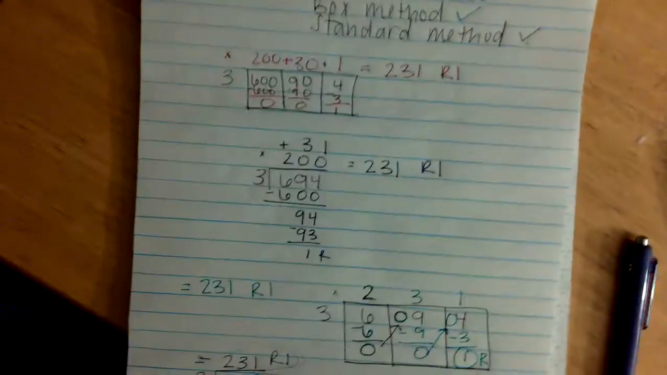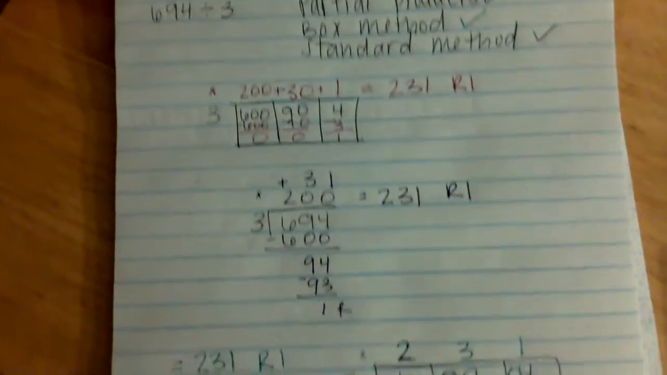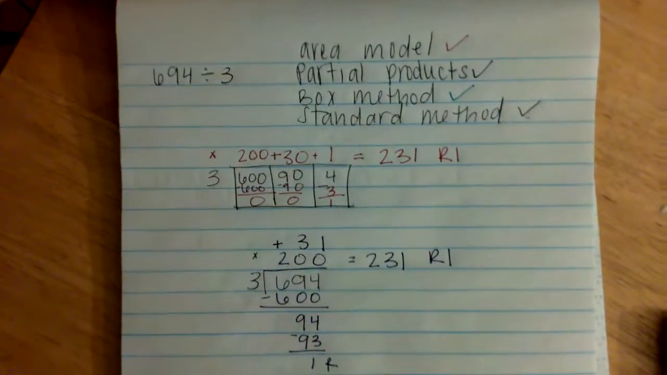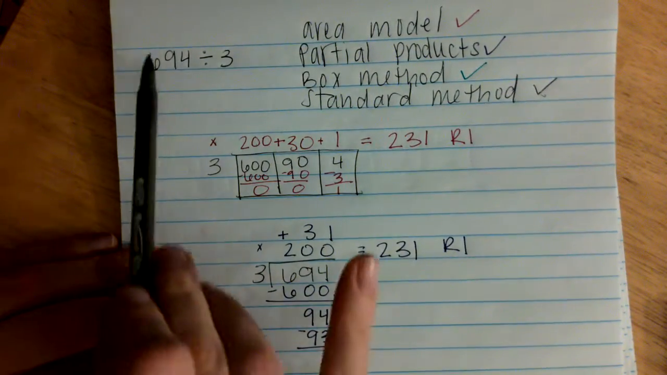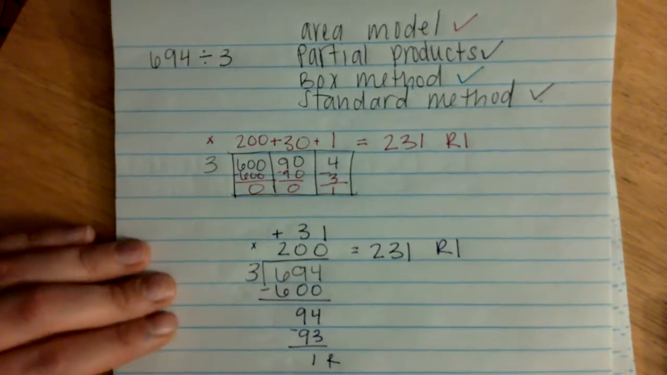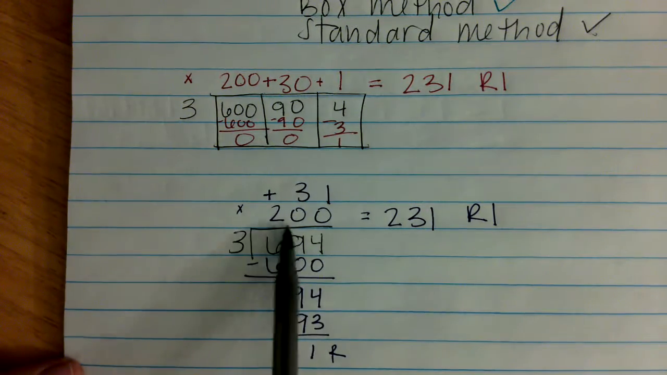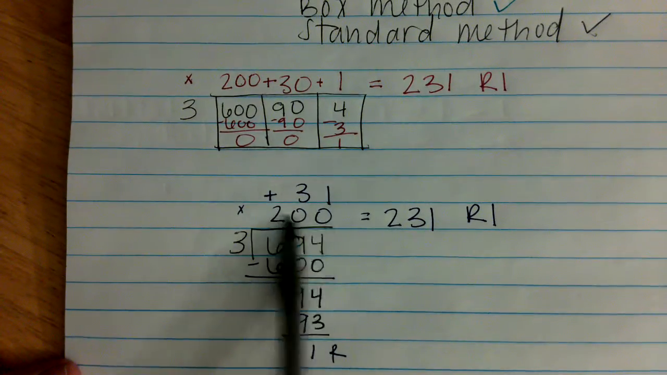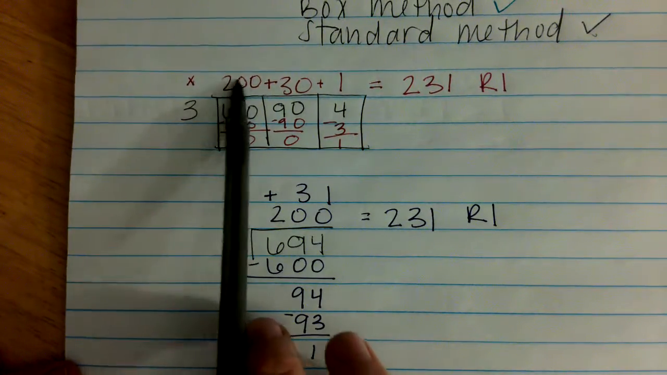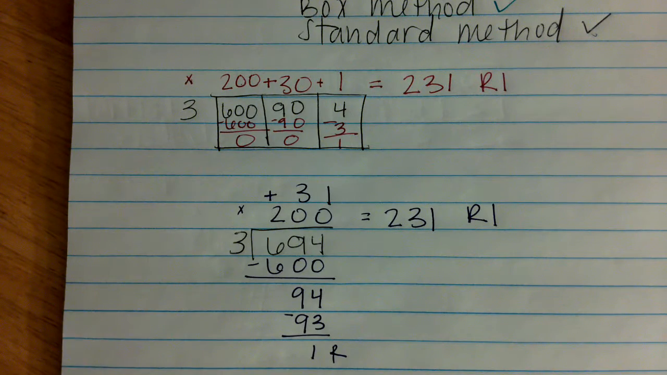So you have all 4 of these methods to solve the one problem. So you can pick whichever one you would like to solve the division. But you do need to know that when it asks for partial products, this is what it's talking about. These are the partial products. All right.